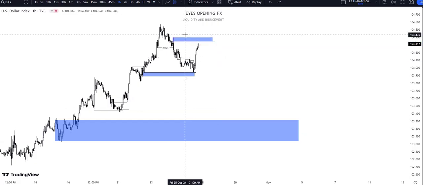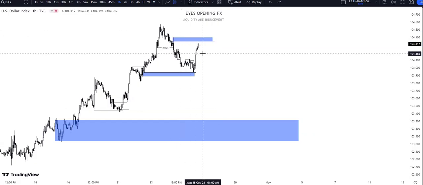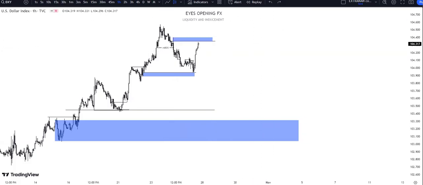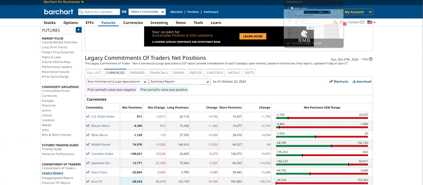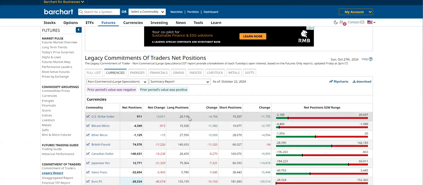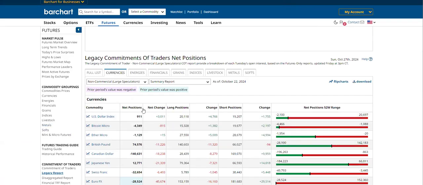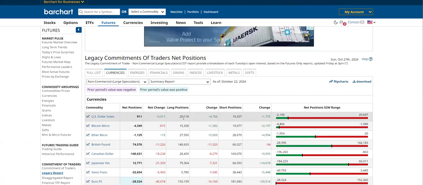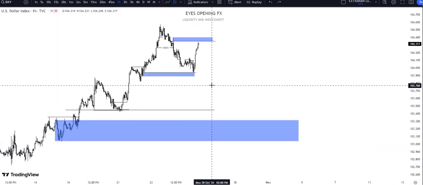These are the two areas I will monitor on this DXY. Now, why am I expecting a bullish DXY? When you look at DXY right here, what are they doing in terms of the commitments of traders? We have long positions, 20,000 contracts here and 19,000 contracts, so they added more long positions than short positions in the previous week. This means we are still bullish on DXY.